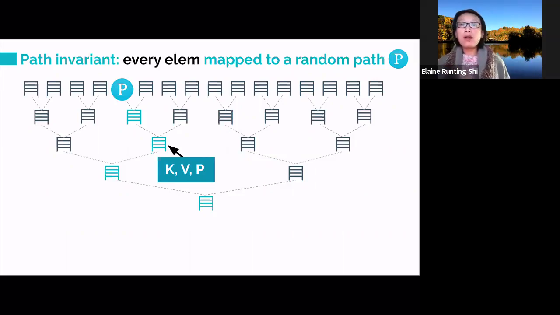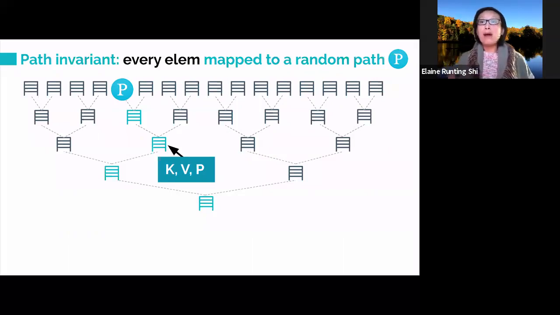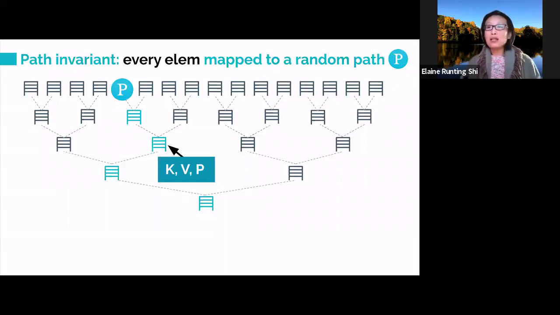An important invariant we maintain is called the path invariant. It says that whenever an element is inserted, a random path is chosen for the element, in this case, the blue path. And then during the lifetime of the element, until it's later extracted, it can only be moved around along this designated path, and it cannot reside anywhere else.